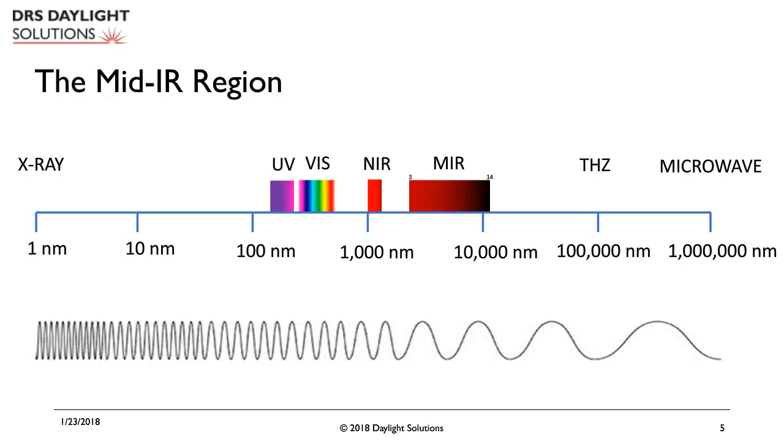So what is the mid-IR? And what advantage does this range of energy bring to imaging? The mid-IR is from 3 microns to 14 microns, shown just to the right of the center of this slide. The power of the mid-infrared range is that it directly measures the response of each molecule.